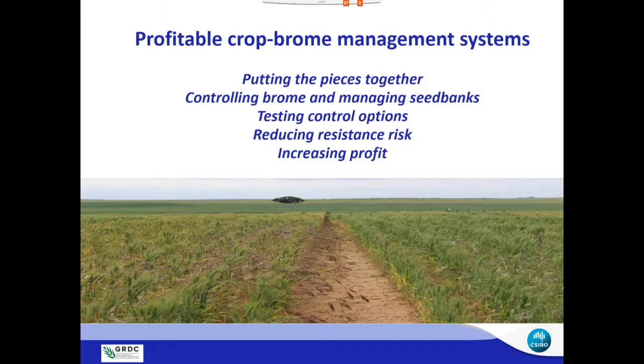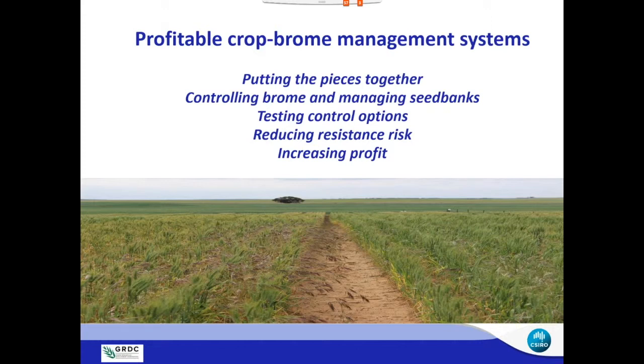So what we're going to run through is a few scenarios with RIM. Feel free to jump in, Pete, if you want to stop me, but it's about looking at profitable crop brome management systems, putting the range of possible pieces together, and for controlling not only brome itself, but managing these seed banks over time. Testing a range of control options, and many of the control options that have worked well for ryegrass, such as some of the pre-emergent herbicides and some of the harvest weed seed control methods, aren't necessarily as effective on brome. So there's a bit of testing to do at what level of efficacy would make them profitable.